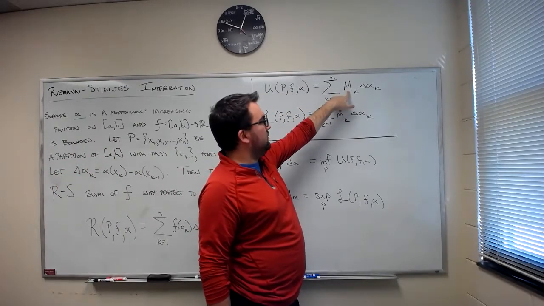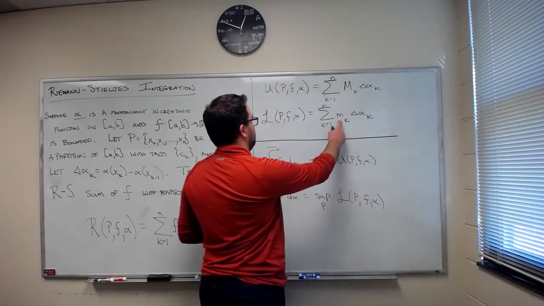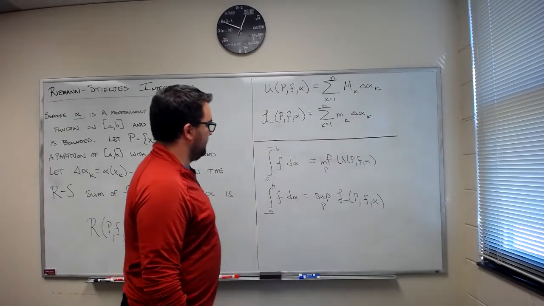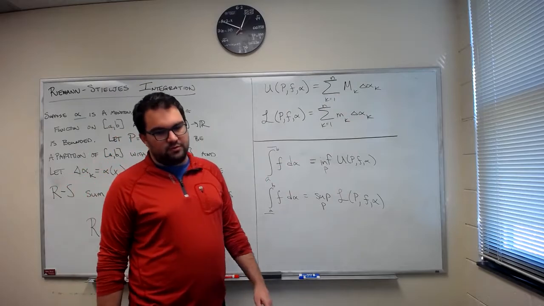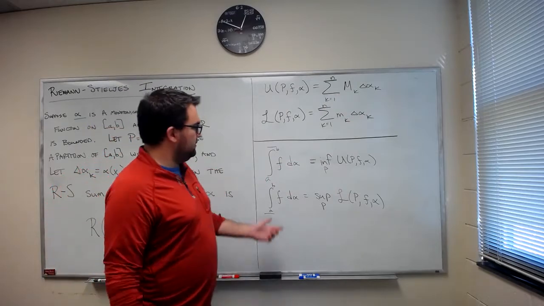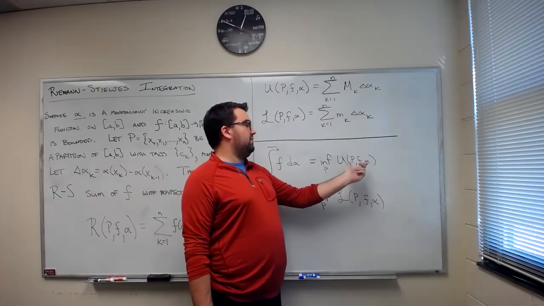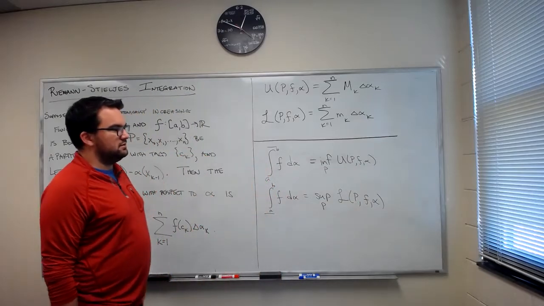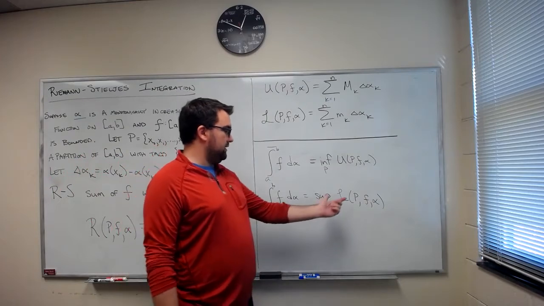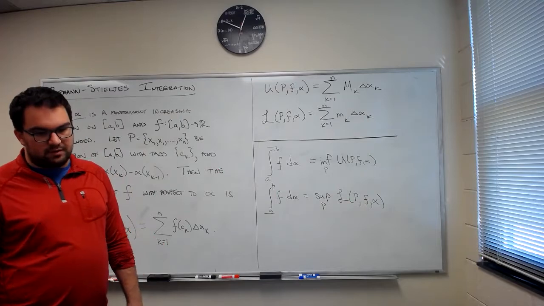interval in the partition, I pick the maximum value, right? And then I just have delta alpha k. Lower sum, I choose the minimum value in that interval times delta alpha k. Once I have upper and lower Darboux-Stieltjes sums, I can define upper and lower Riemann-Stieltjes integrals. So the upper Riemann-Stieltjes integral is just the infimum over all partitions of the upper Darboux-Stieltjes sum. Okay. Similarly, the lower Riemann-Stieltjes integral is the supremum over all partitions of the lower Darboux-Stieltjes sums.